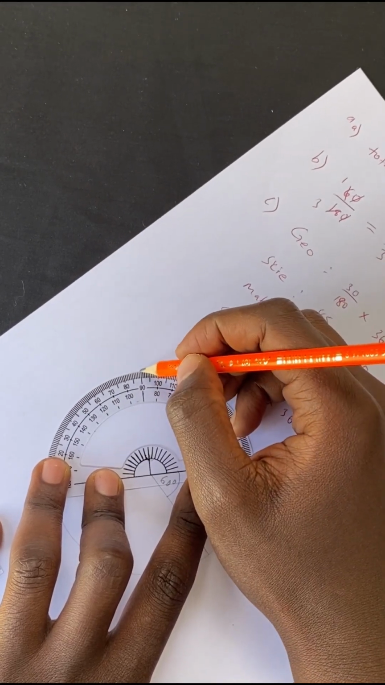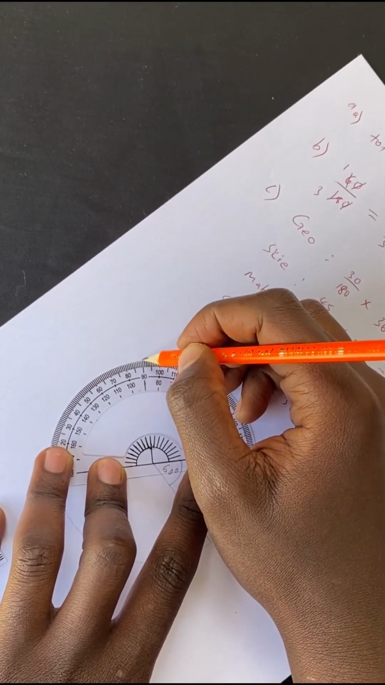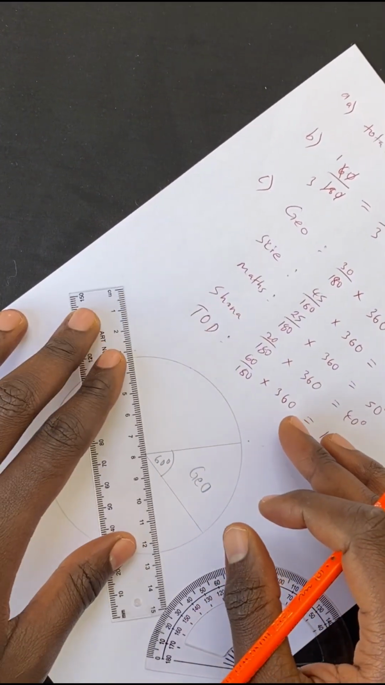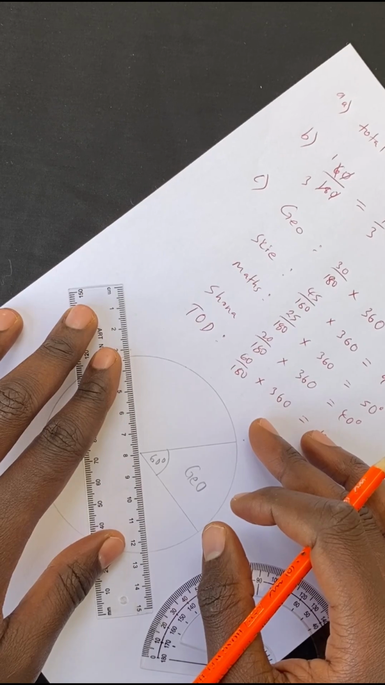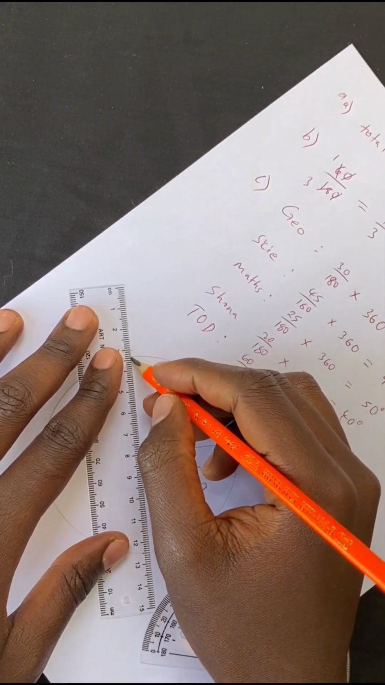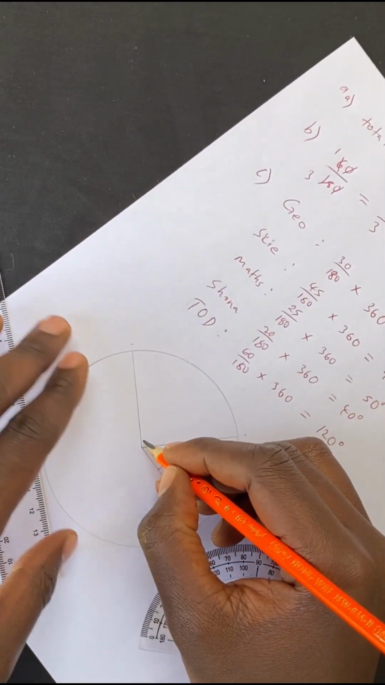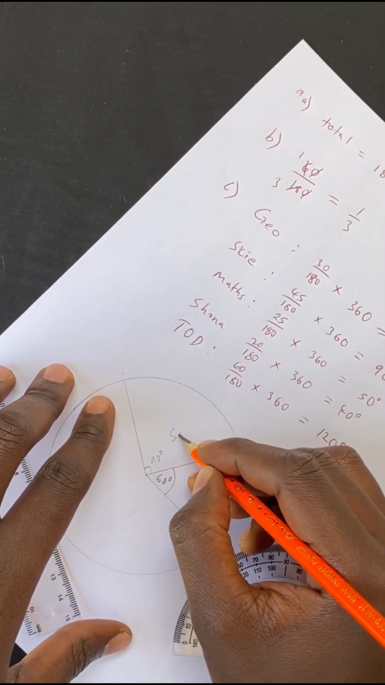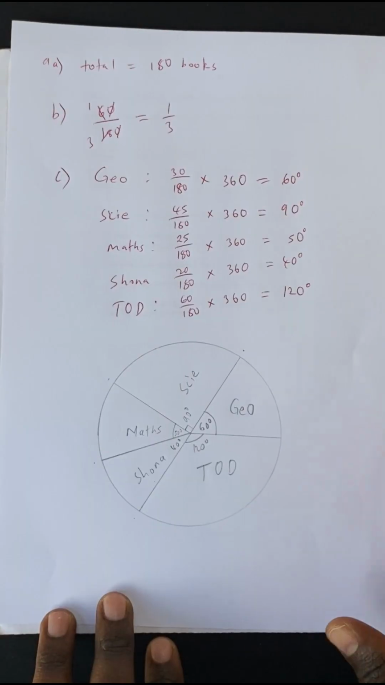And also here, this is 90 degrees. So our 90 we mark here. Then we join the line from the center to that line. So this is 90 degrees. So here we have 90 degrees. So this is representing science.